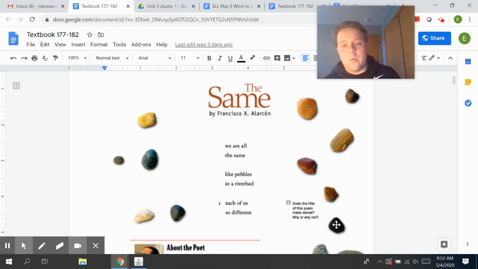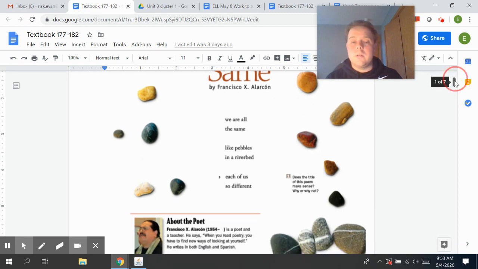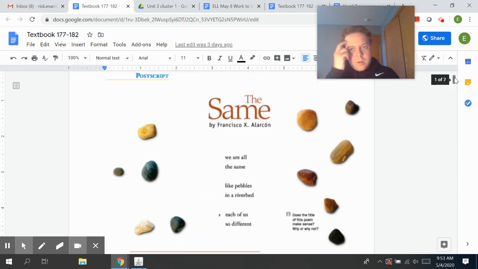Okay, so now I'm going to read it for you. This says, we are all the same, like pebbles in a riverbed, each of us so different. Okay, so now remember what our unit is about. What all of us are, how are we the same and how are we different, right? So we're talking about in this unit how people are the same and how people are different. Okay, give me one sec.